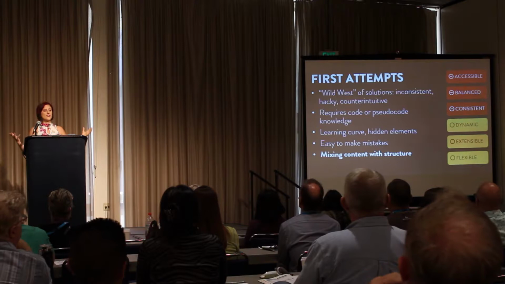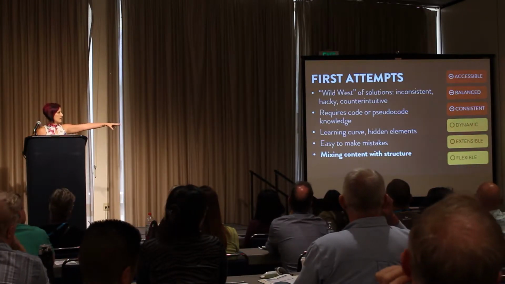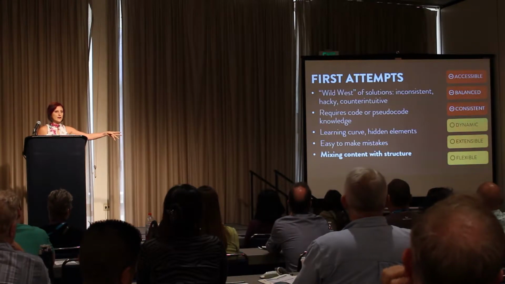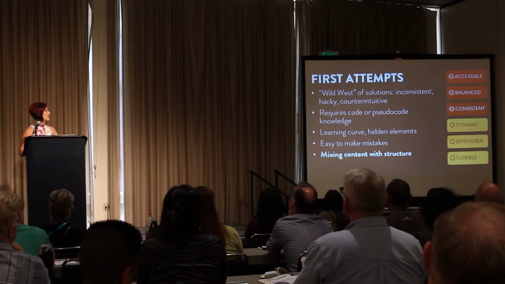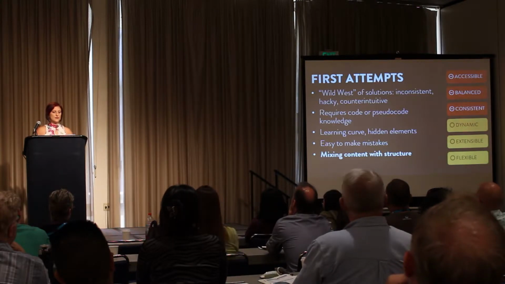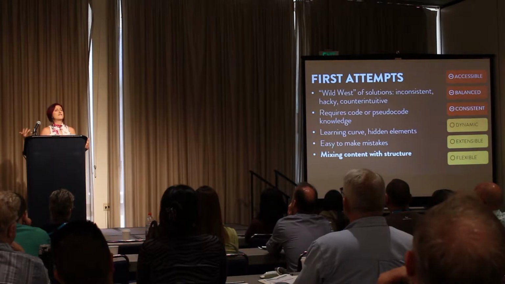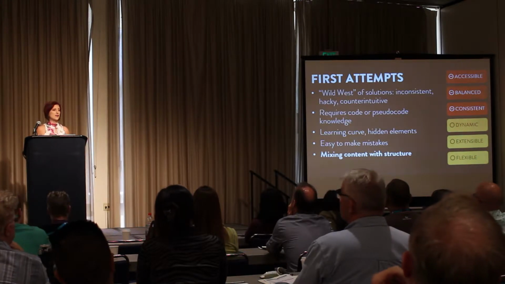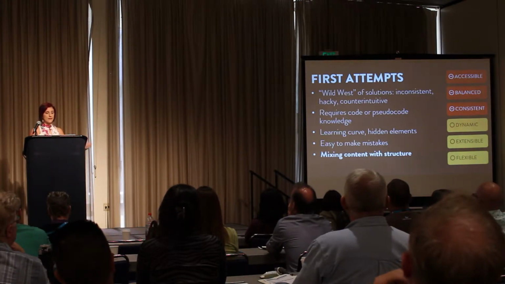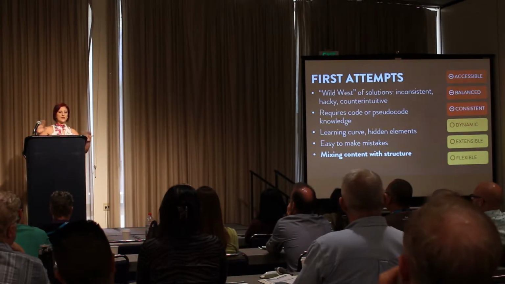So as an evaluation of all of these first attempts, you can see we're in the red and yellow over there. We're not doing a very good job of doing these things. They were very inconsistent. They were very hacky and counterintuitive. I mean, it was kind of pioneering. It was kind of the Wild West. We're trying to figure out how to do this. A lot of these solutions required knowledge of code or pseudocode with the short codes. There's a huge learning curve. Everything was different. Things were hidden all over the place.